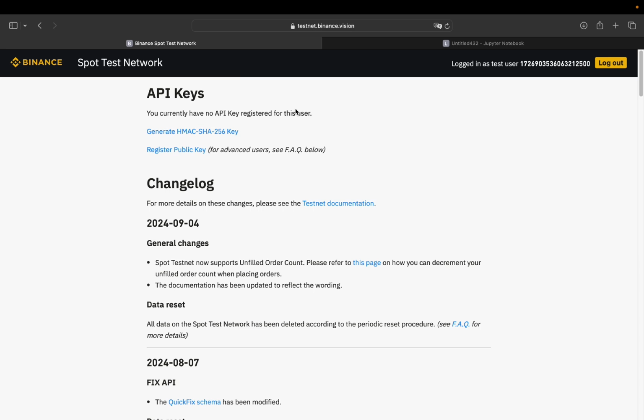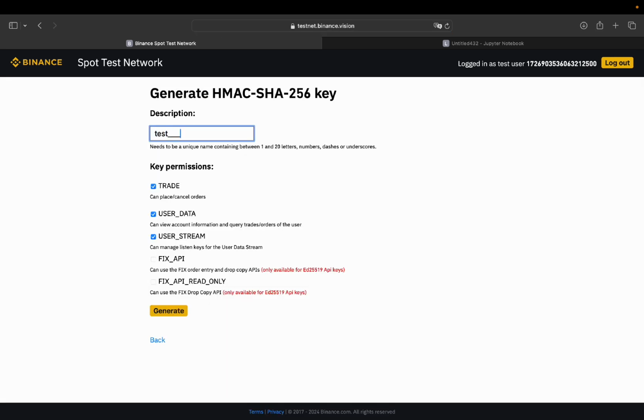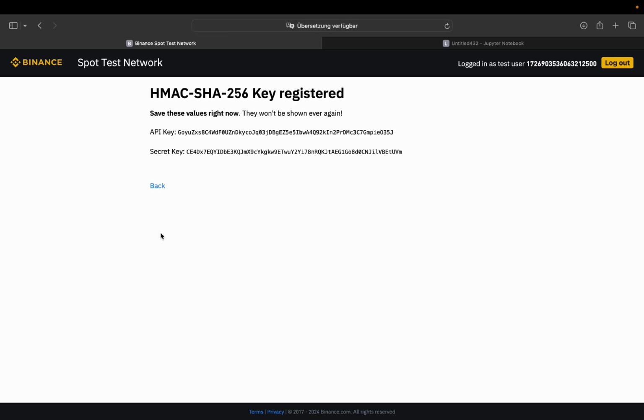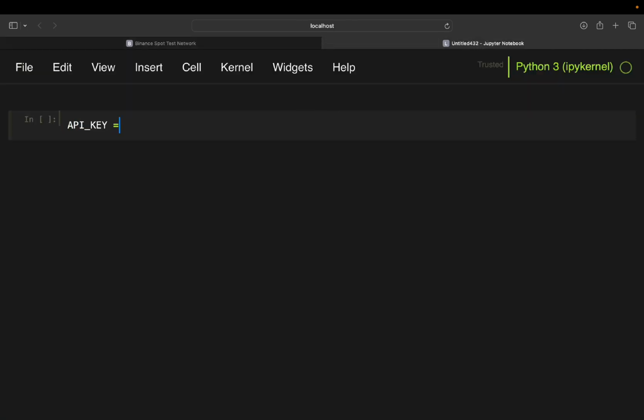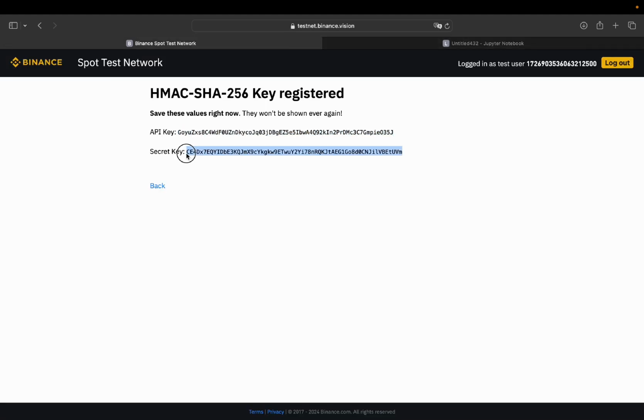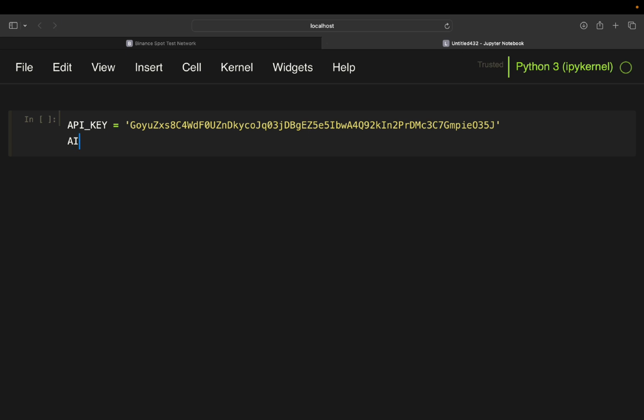After you have logged in to GitHub, this will pop up and you just click on the first one, generate HMAC key. Give it a name, so let's just call it test, generate it, and then you will see your API key and your API secret, which, as the warning is indicating, will never be shown again after that. So store it somewhere. I directly store it in our notebook here. So I'm just giving it a name, store it as a string, API key, and same story for the API secret key here. So API underscore secret is that one.